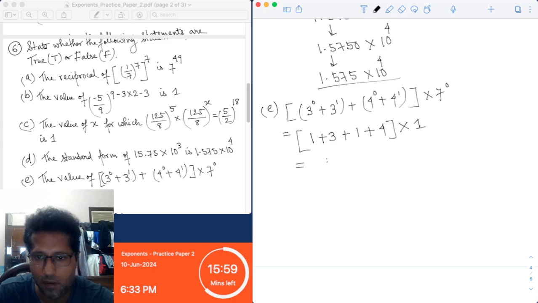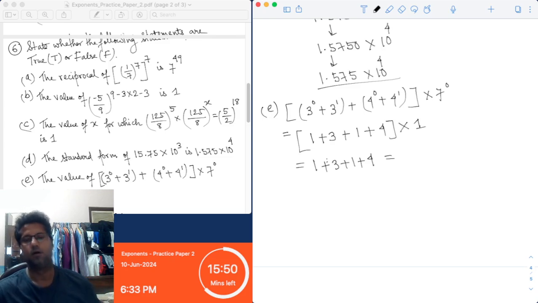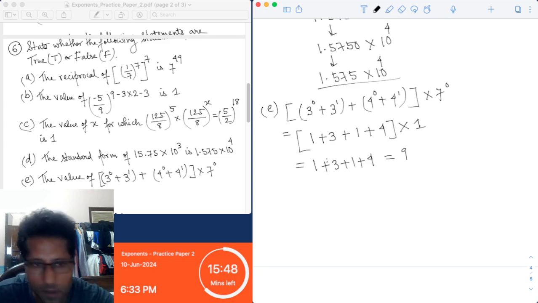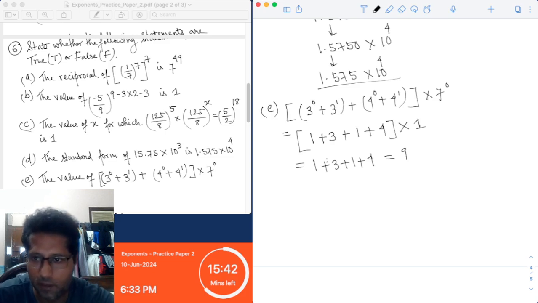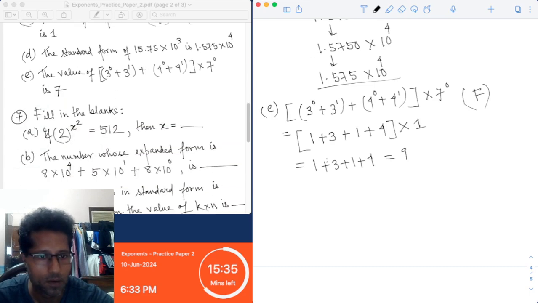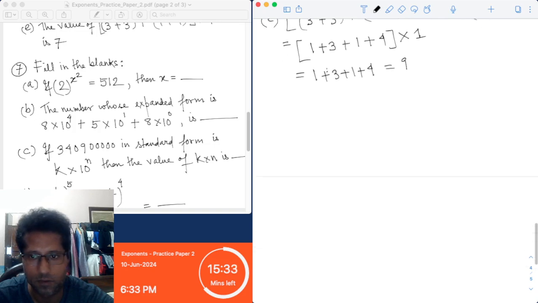So this is 1 plus 3 plus 1 plus 4, and this is nothing but 9. And what is the answer given? The value of this is 7. It is given 7, so definitely this statement is false. Okay, let's do question number 7.